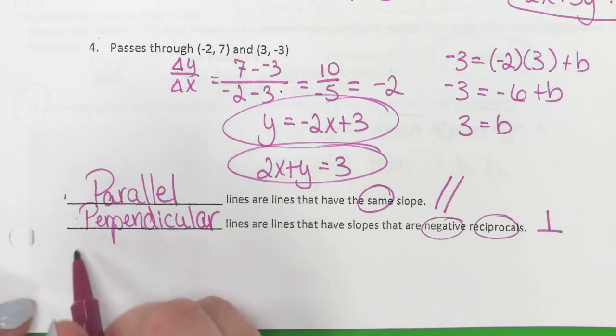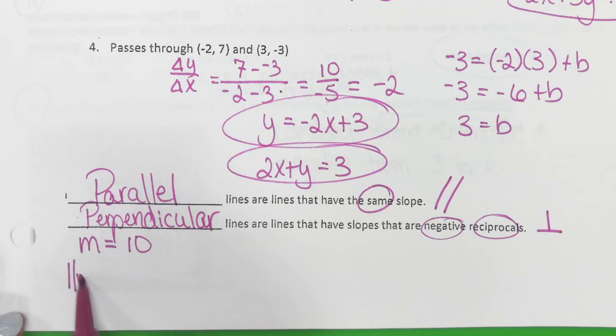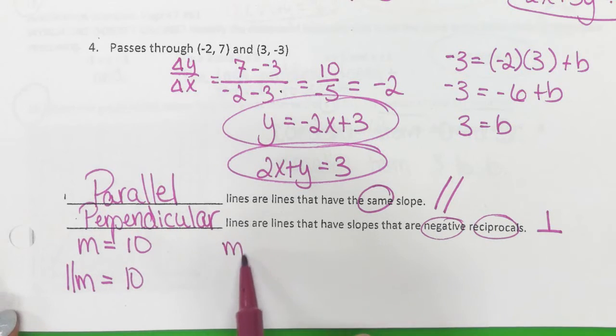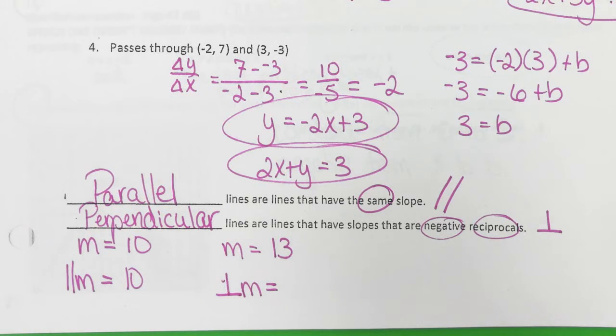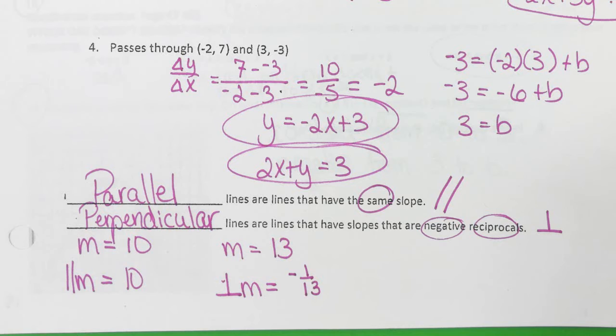All right, so let me do an example real quick. Give me a number, any number. 10. So if you were to do the parallel slope, parallel meaning the same slope, what would be the parallel slope? 10. It's the same. There's nothing different. All right, give me another number. 13. If I were to ask you to find the perpendicular slope, -1/13 would be the perpendicular slope. Are y'all okay with that?